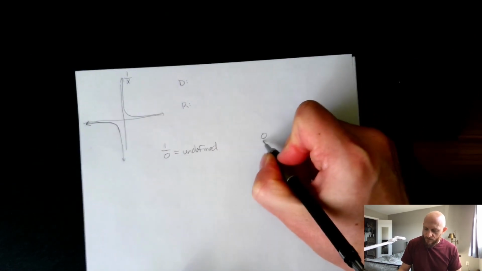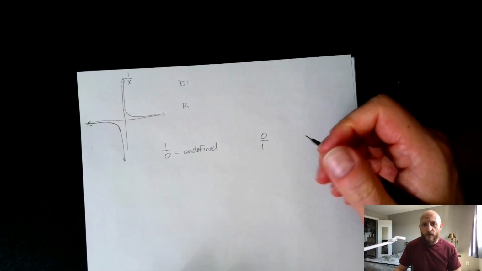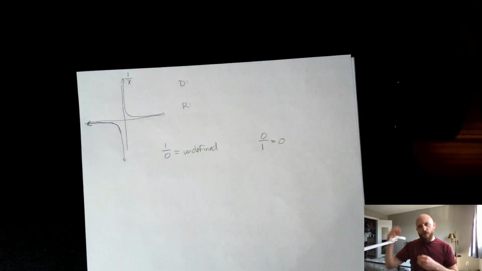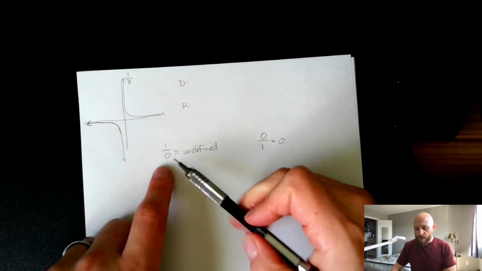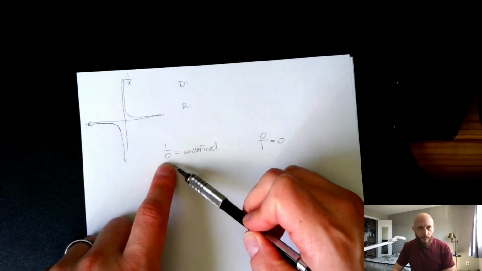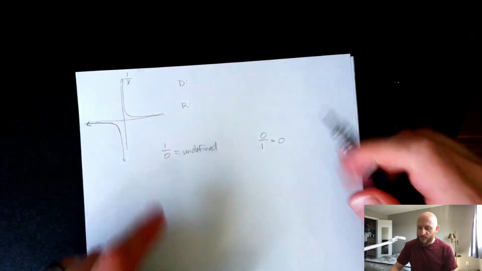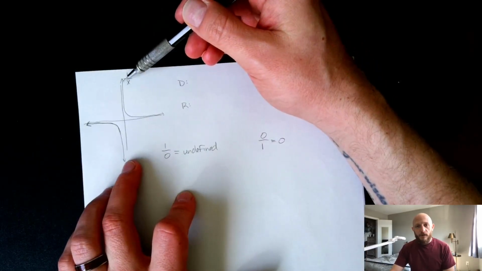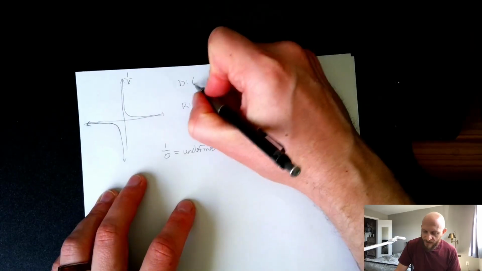And just so you know, as a side comment, 0 over 1 is defined. That's 0. So 0 in the numerator is fine, but 0 in the denominator is a big problem. So you need to avoid a 0 in the denominator. In other words, the domain here is everything except for x equals 0. How do we write that in interval notation?